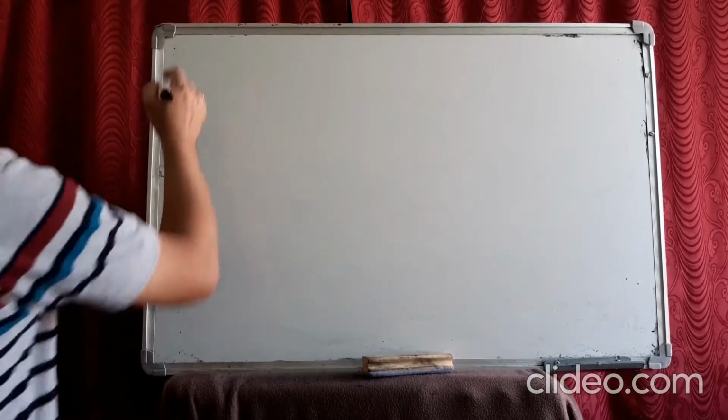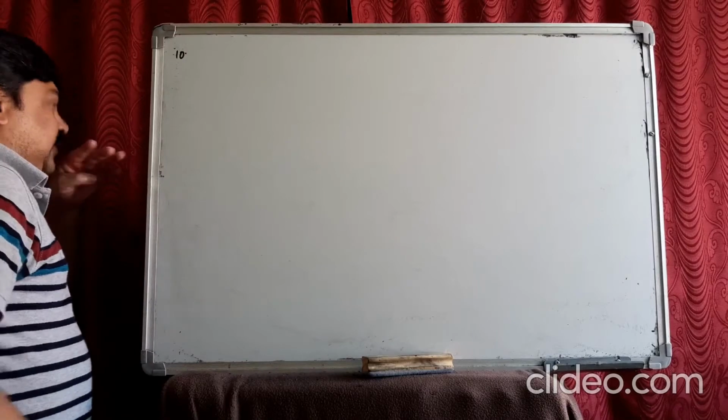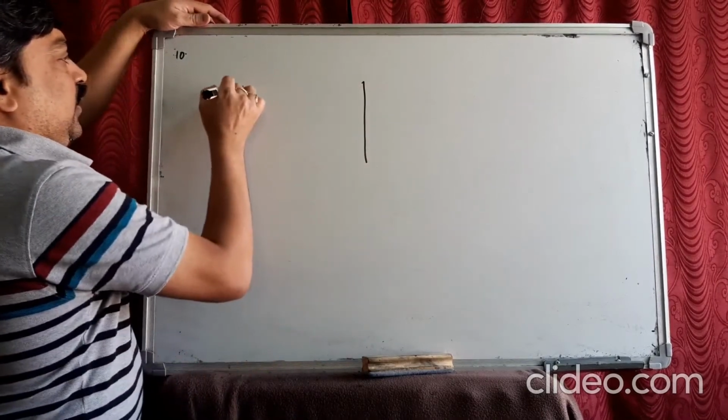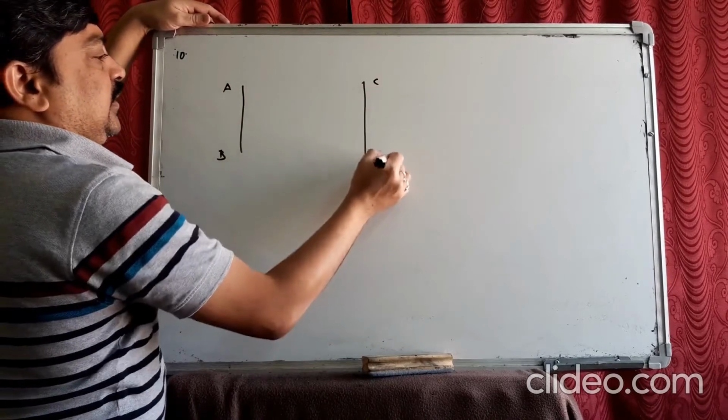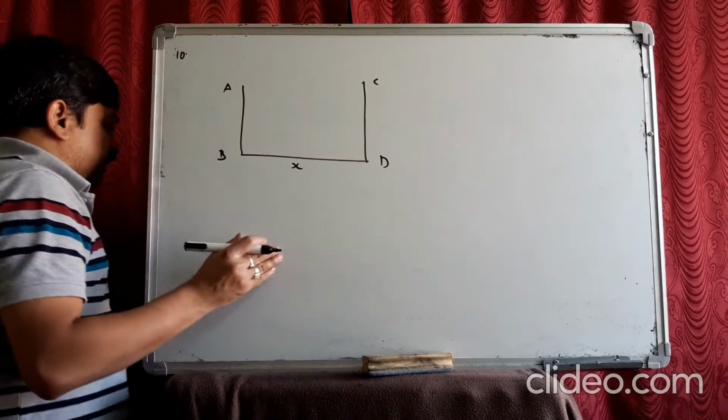See the 10th question. Two poles of equal heights are standing opposite each other. See, two poles, both of equal heights. Okay, A, B, C, D, standing opposite to each other. Let the distance between them be x.